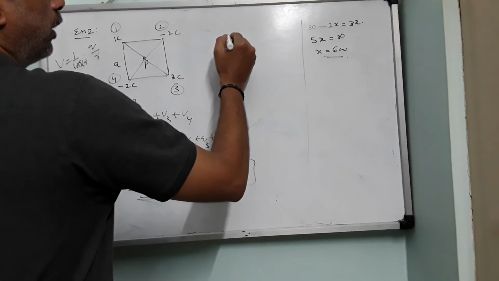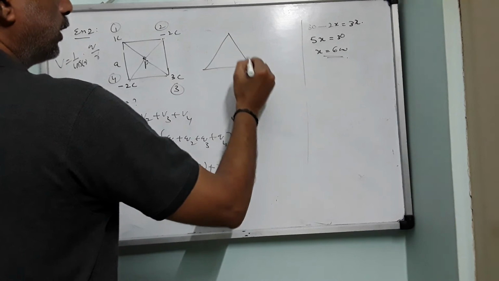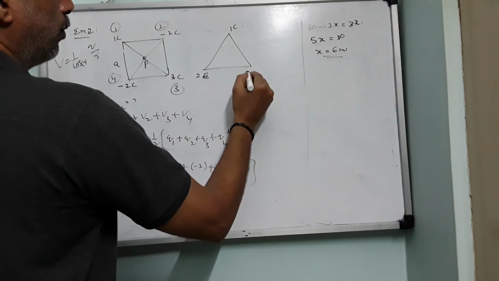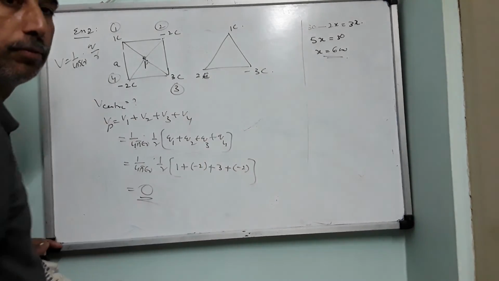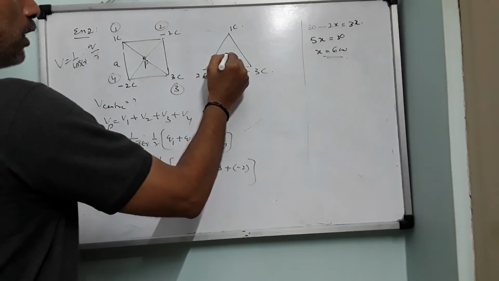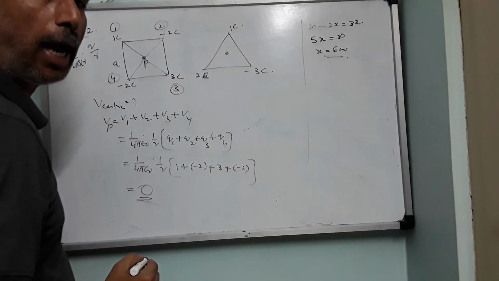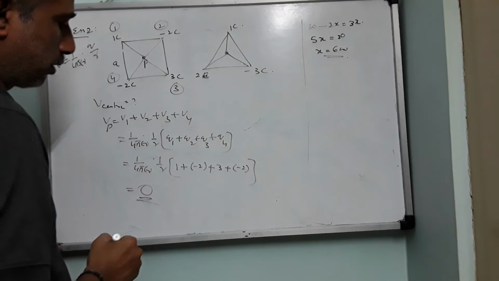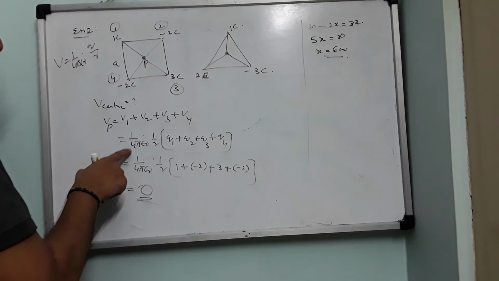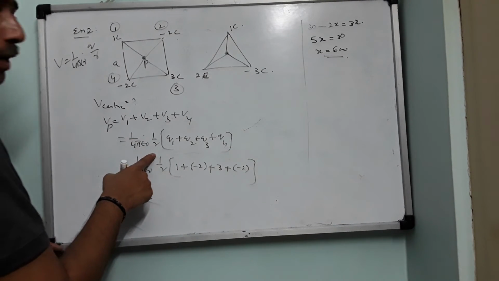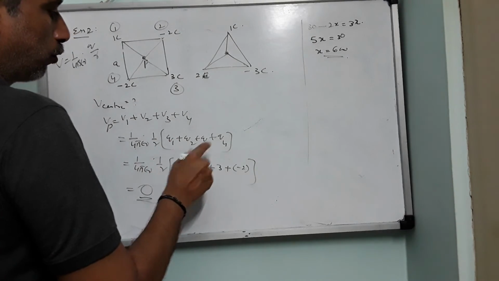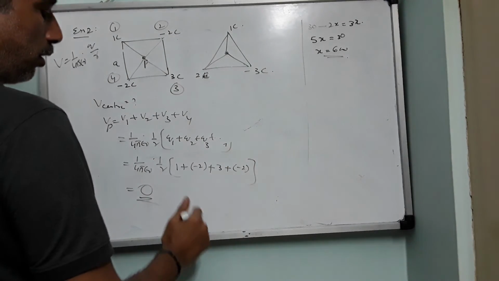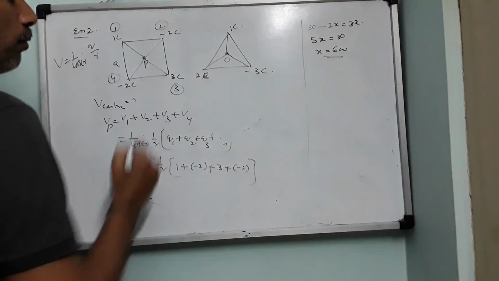You have an equilateral triangle. Here there is 1 coulomb, here there is 2 coulomb, and here is minus 3 coulomb. Find the net potential at the centroid of the equilateral triangle. The centroid is located at equal distances from all corners. So like this problem, 1 by 4 pi epsilon naught into 1 by r is common. And then you have Q1 plus Q2 plus Q3 only. So 1 plus 2 is 3, 3 minus 3 is 0. So here it is going to be 0 potential.